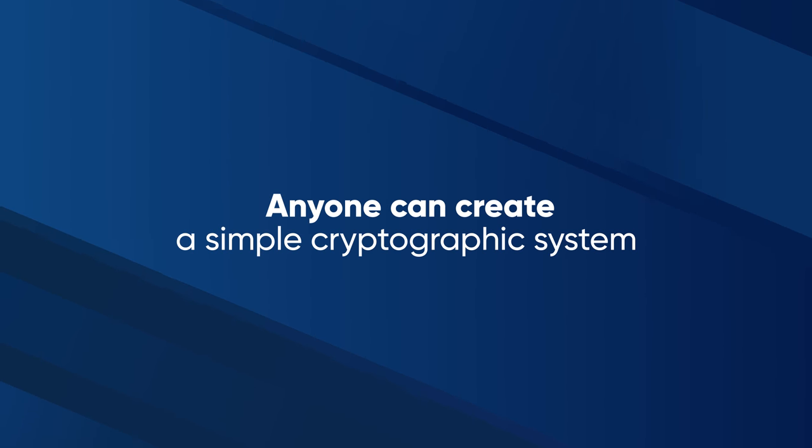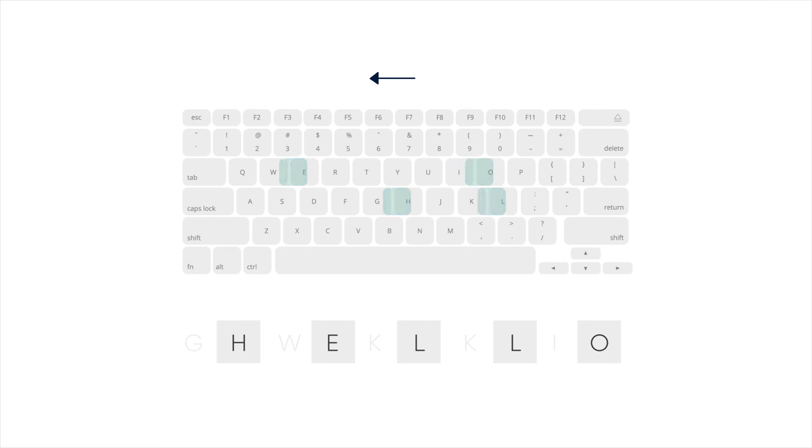Anyone can create a simple cryptographic system. For example, GWKKI is an encrypted hello. The encryption formula being to use the next key to the left on a standard QWERTY keyboard. Cryptography works on the same basis, but on a far more complex level.